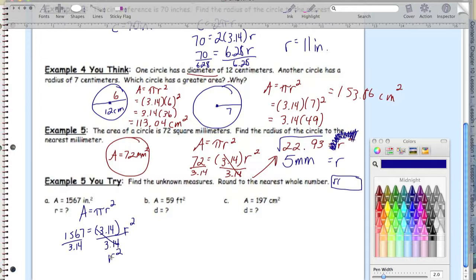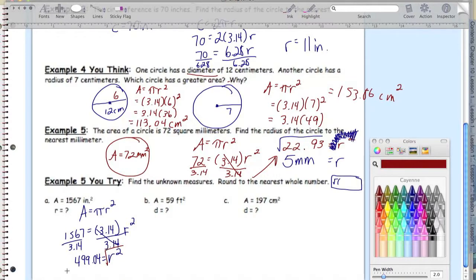1,567 divided by 3.14 is 499.04. I said 2 decimal places, so that's how I got to that value. I want to get this r squared to be by itself. So let me write that neater. 499.04 equals r squared. The only way to get that r squared to become just r is to do the inverse operation, which is to take the square root.